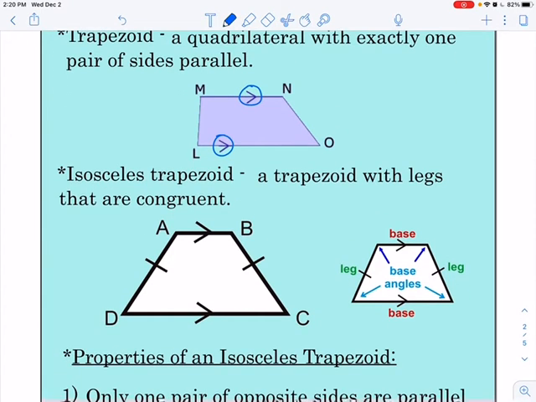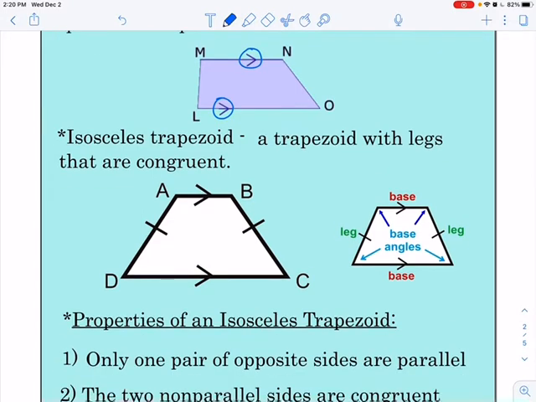Okay, an isosceles trapezoid would be directly related to an isosceles triangle. Remember, base angles of an isosceles triangle are congruent, and that's what's going to happen in an isosceles trapezoid. And in an isosceles triangle, 2 sides are congruent, and the same thing's going to happen in an isosceles trapezoid. Your legs are going to be congruent.